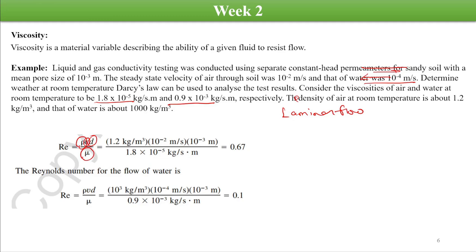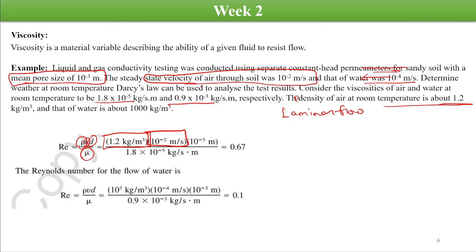So in the Reynolds number formula, first we solve for the flow of the air. The density of the air, that is rho, is given as 1.2 at room temperature. The velocity of the air through soil is given as 10 to the power minus 2 meter per second. And then the third term is the pore size. The mean pore size is given as 10 to the power minus 3 meter for the sandy soil.